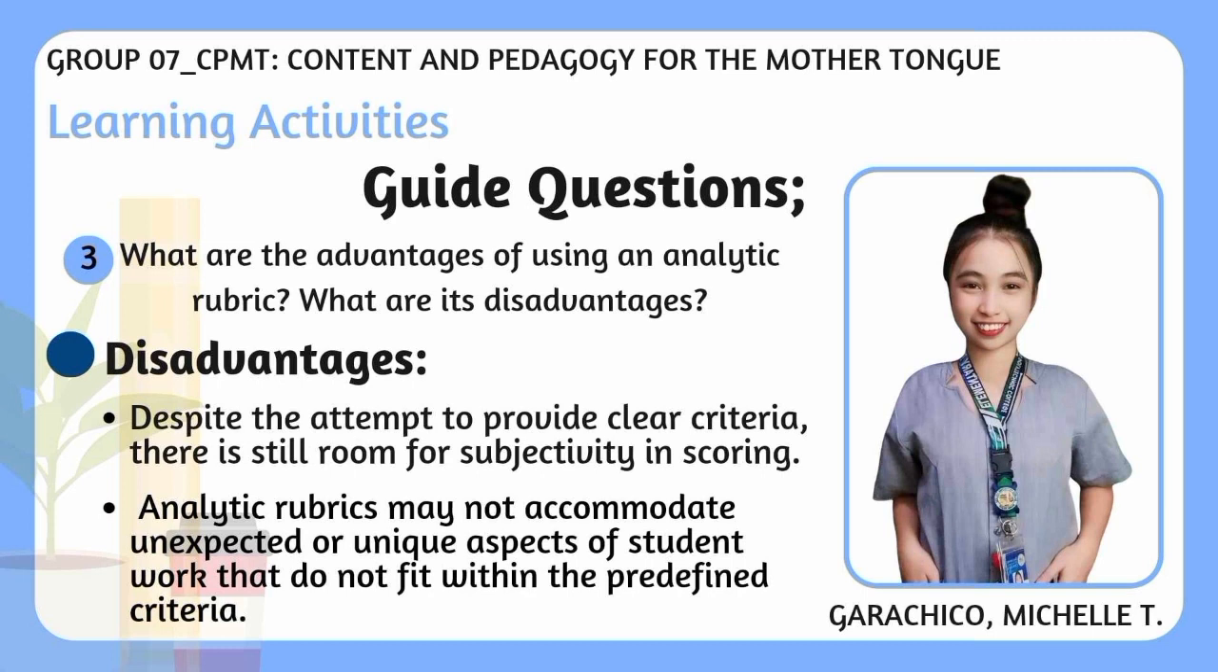Number 3, despite the attempt to provide clear criteria, there is still room for subjectivity in scoring. Different evaluators may interpret the descriptors differently, leading to inconsistent grading. Number 4, analytic rubrics may not accommodate unexpected or unique aspects of students' work that do not fit within the predefined criteria. This can limit the flexibility of assessment.